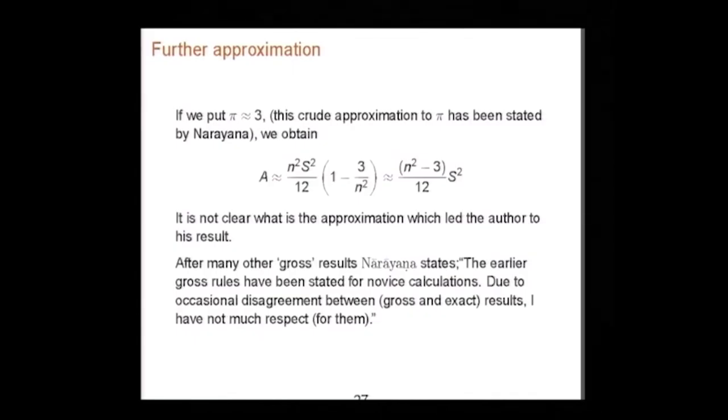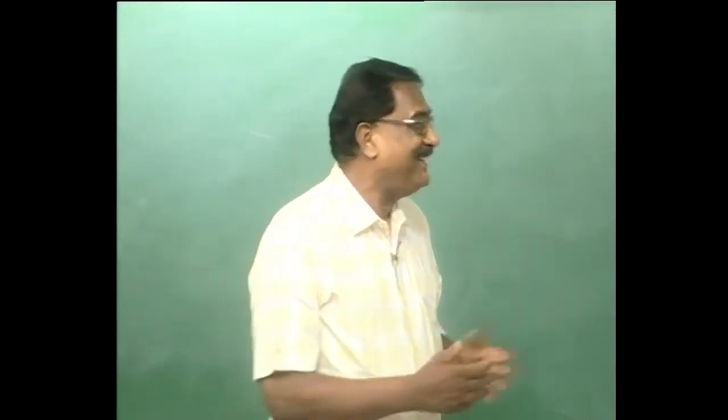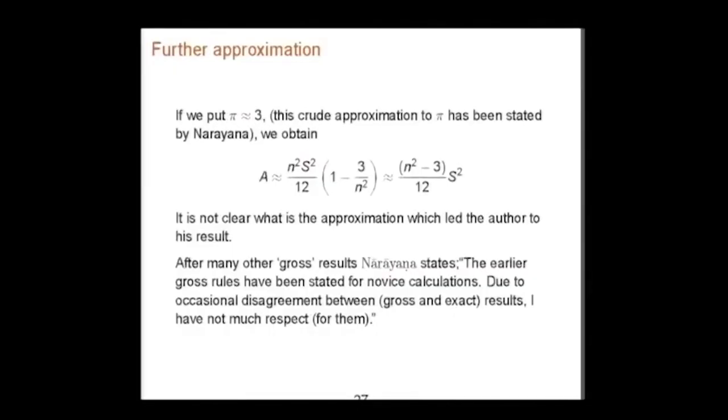So, after many other gross results, Narayana states that the earlier gross results have been stated for novice calculations. Due to occasional disagreement between gross and exact results, I have not much respect for them. He himself has stated. So, it is maybe only to test the alertness of the students, whatever it is. But many of these approximations do make sense.